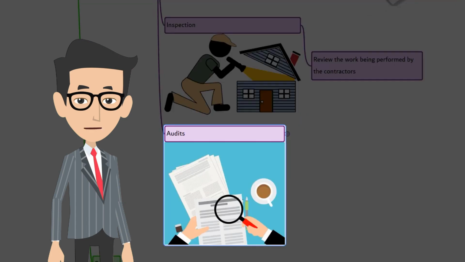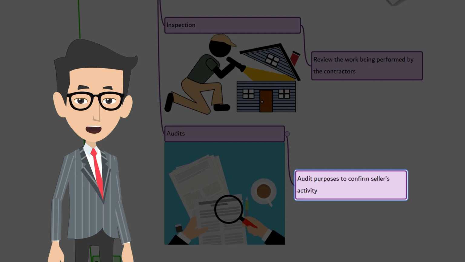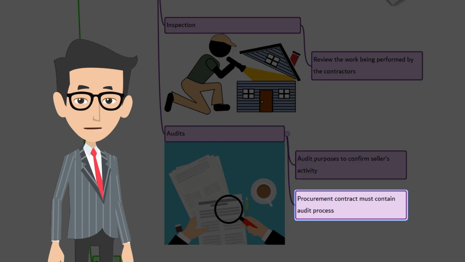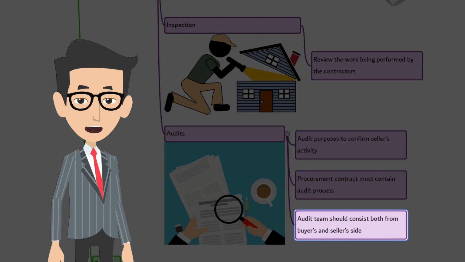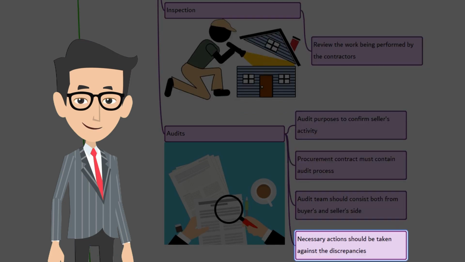The last tool and technique is audits. The purpose of an audit is to confirm that the seller's activities are in compliance with the approved procurement policies and processes. When performing the procurement contract, the audit process must be clearly stated. The audit team should consist of people from both the buyer and seller side. Audit observations should be brought to the attention of both the buyer's and seller's project managers. It's the project manager's responsibility on both sides to take necessary action in case of any discrepancies. As an outcome of the audit, the procurement process may be improved to capture lessons learned.